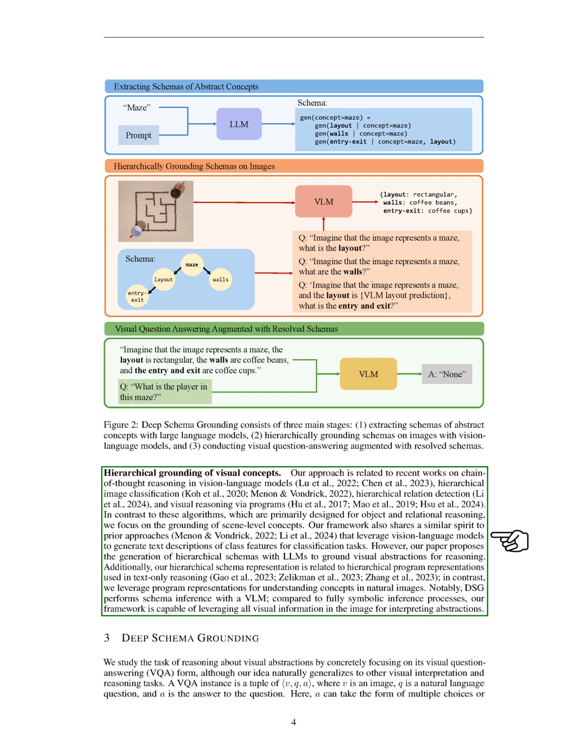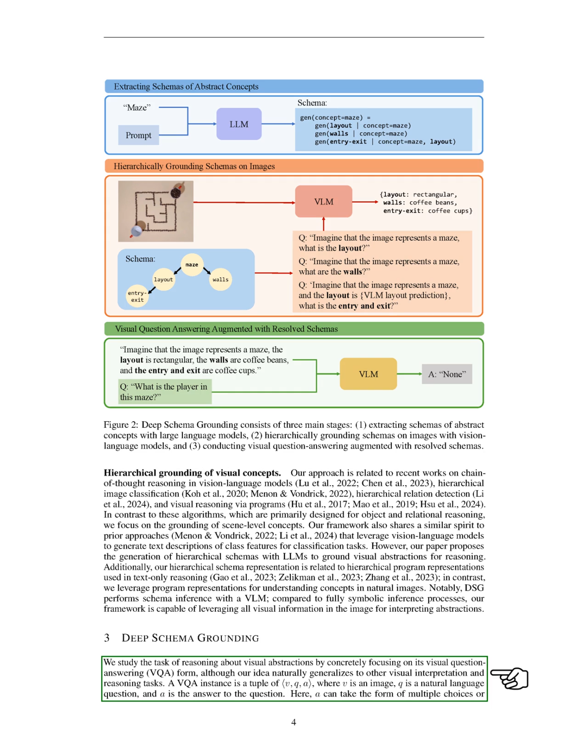Our hierarchical schema representation is akin to hierarchical program representations used in text-only reasoning, but we apply it to understand concepts in natural images. Notably, our deep schema grounding (DSG) method infers schemas using a vision language model, allowing us to utilize all visual information in an image for interpreting abstractions.